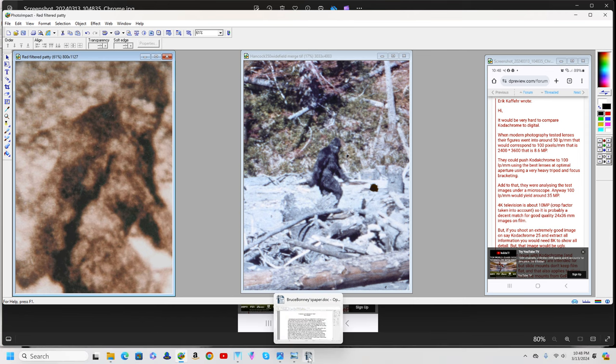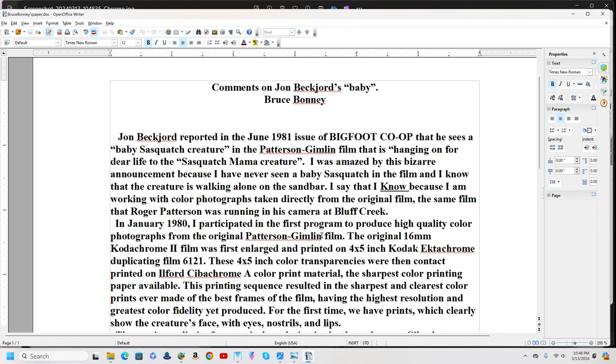There it is, right there. Let's look at it. In January of 1980, I participated, that's Bruce Bonney, in the first program to produce high-quality color photographs from the original Patterson Gimlin film. The original 16mm Kodachrome 2 film was first enlarged and then printed on 4x5-inch Kodak Ektachrome duplicating film. Then those transparencies were contact printed onto the Seberchrome paper. So it went through two processes to make it to the paper. It's still very good.